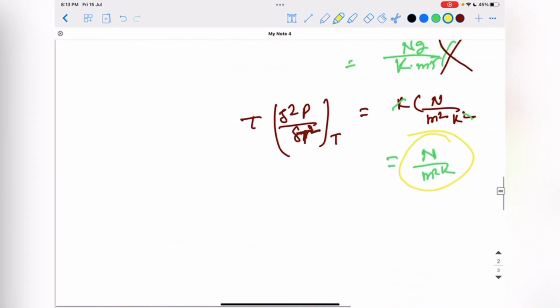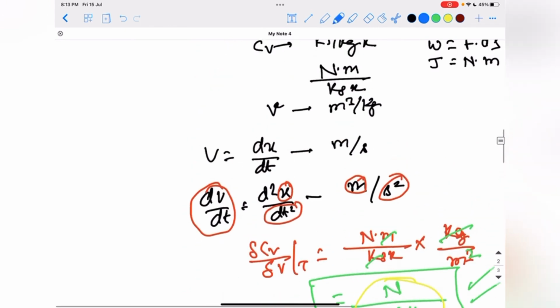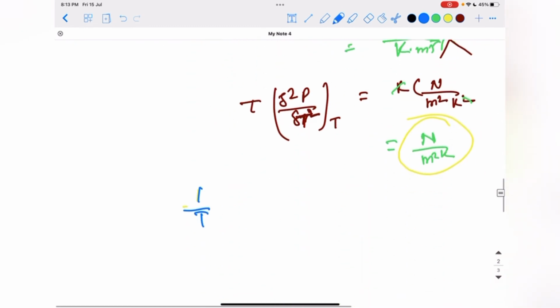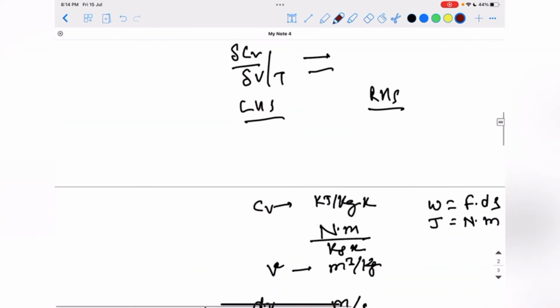So this is 1 by T del 2p over del V2. Obviously this is 1 by Kelvin. P is Newton per meter square, and this is 1 upon meter cube per kg whole square. So by solving, you can see that you will get a unit like N into kg square upon K into m5. So this is again a wrong option. So by unit only it is confirmed that the third option is correct.